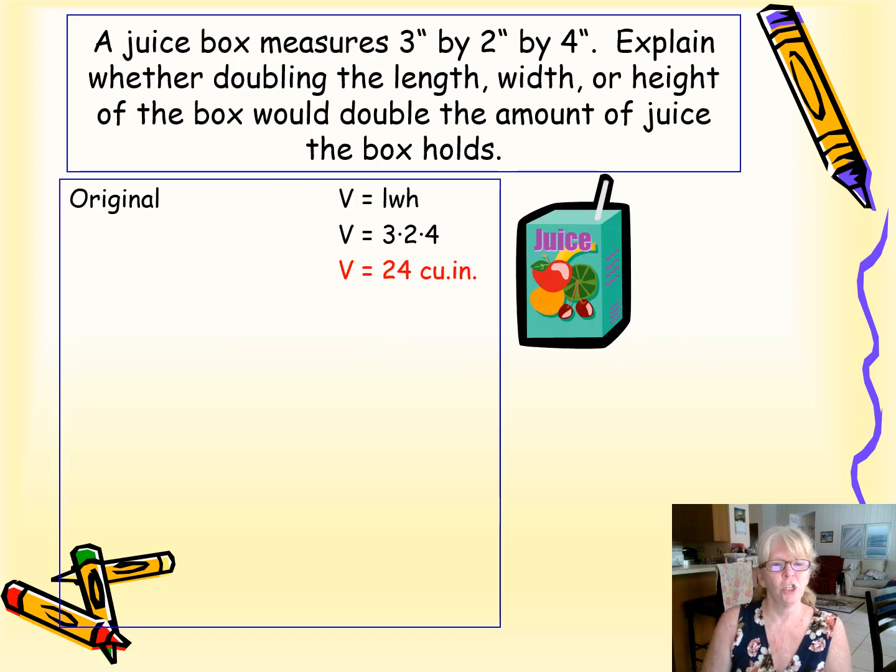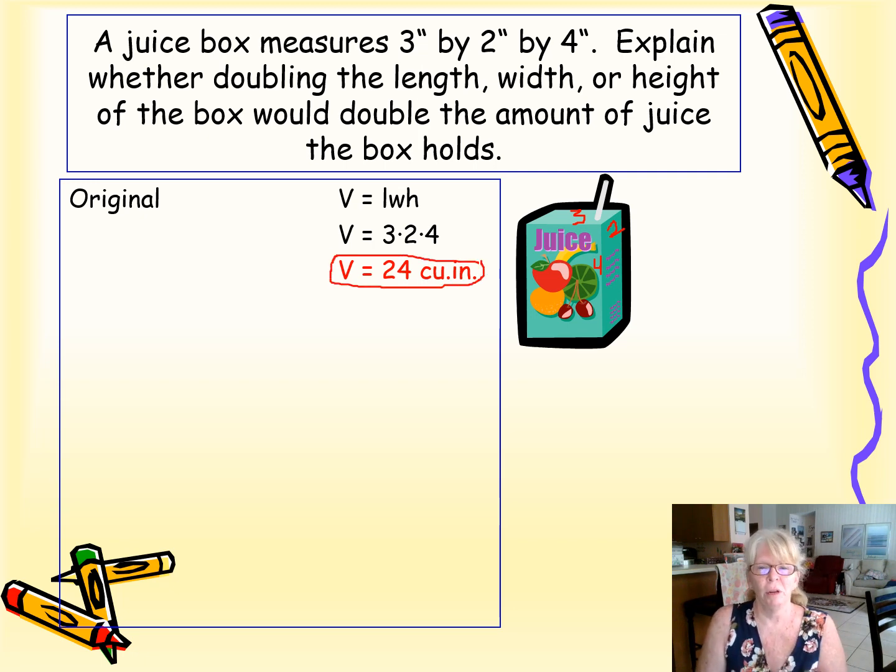So if you look at this, it says that a juice box measures 3 by 2 by 4. I'm not sure which one's which, but I'm going to label 3 by 2 by 4. And I believe it says explain whether doubling the length, width, or height of the box doubles the amount of the juice. So here's what we're going to do. We're going to look at this. The volume of a 3 by 2 by 4, 3 times 2 times 4, is 24 cubic units.